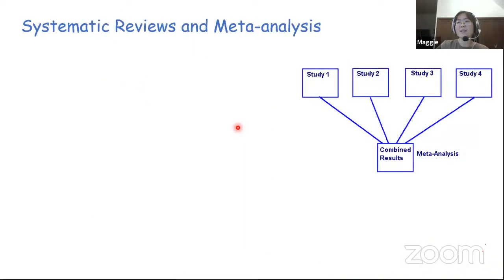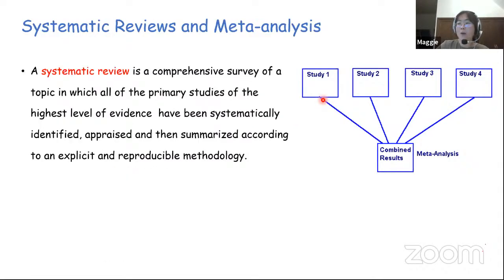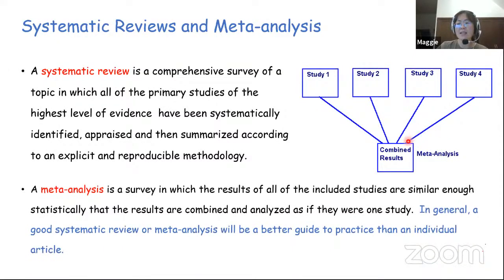And last is the systematic reviews and meta-analysis. What's that mean? That means others already performed different studies. They all work on the same topic. And then based on the standard, you can combine all these studies into a combined big study that is called the meta-analysis. So a meta-analysis is a survey in which the results of all the included studies are similar enough statistically that the results are combined and analyzed as if they were one study.